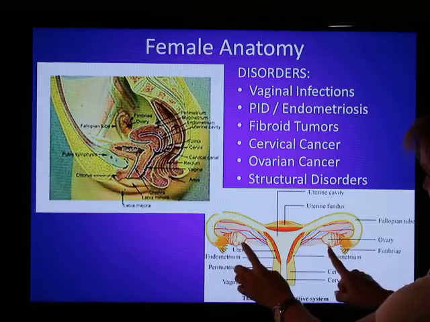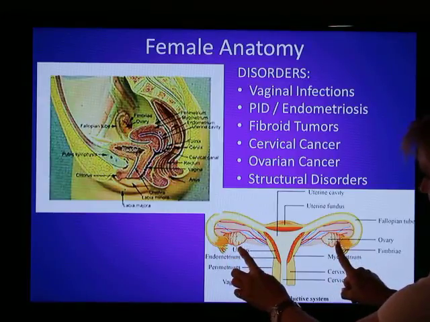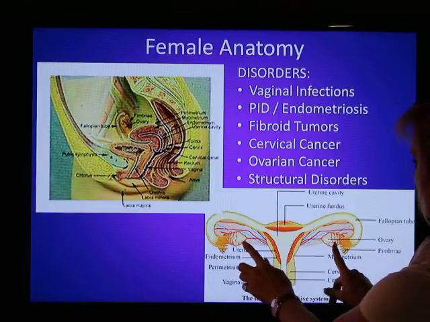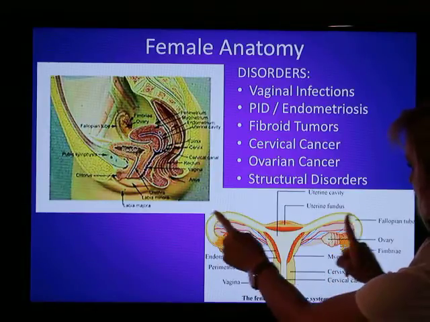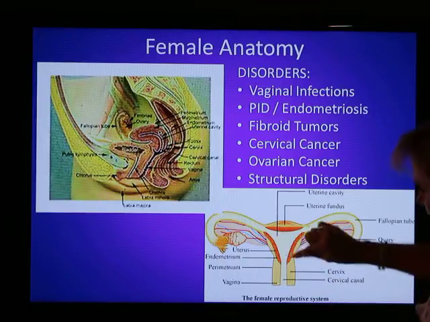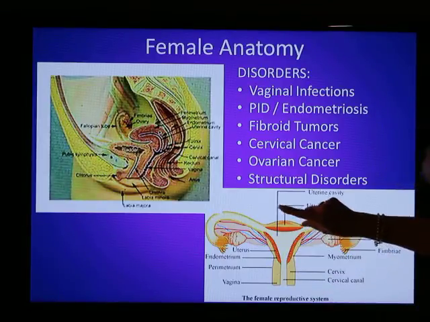Fallopian tubes, you got your ovaries here, which produce the eggs. Women are born with all the eggs they're going to have. There are about 40,000 of them. The egg is released into the fallopian tube. Down this is the uterus. And now keep this in mind.